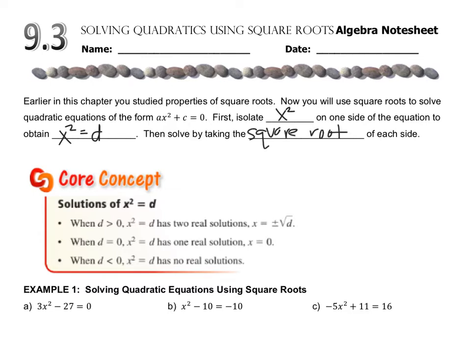Now, here are some tips. You don't have to memorize these tips, but they're helpful because they'll save you some time. Remember, x squared equals d. If the d value is positive or greater than 0, then there's going to be two solutions. Remember, in the last lesson, we looked at quadratics that had two solutions, one solution, or no solution. So if the d value is positive, it's going to have two x values. If the d value is 0, then there's only one solution. And if the d is negative or less than 0, then there's going to be no solutions.